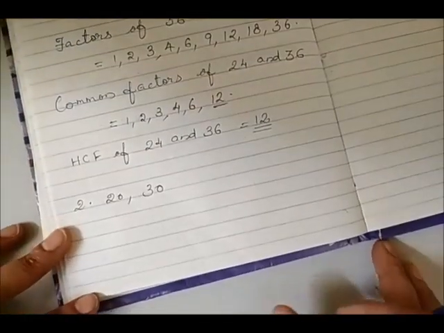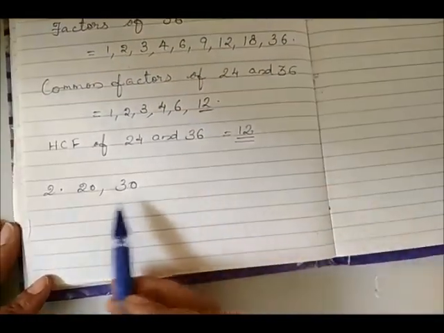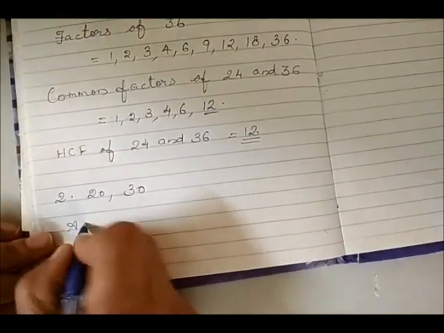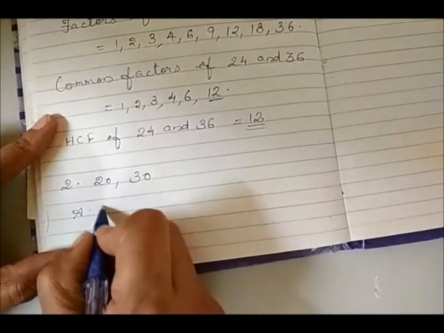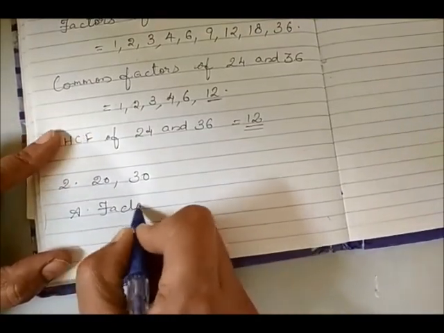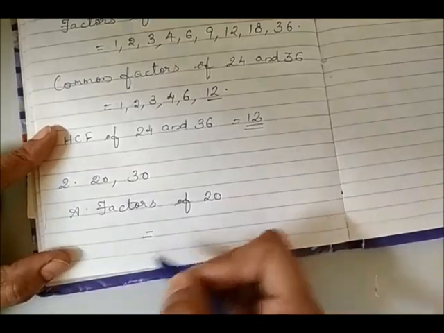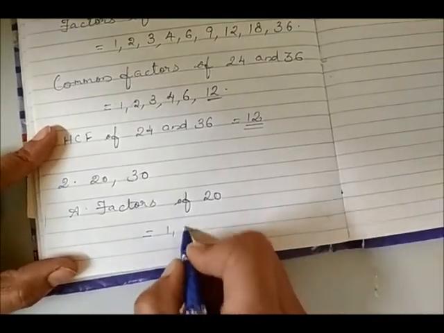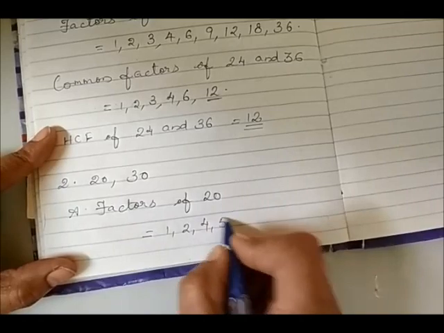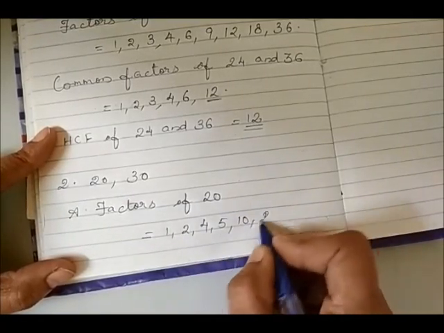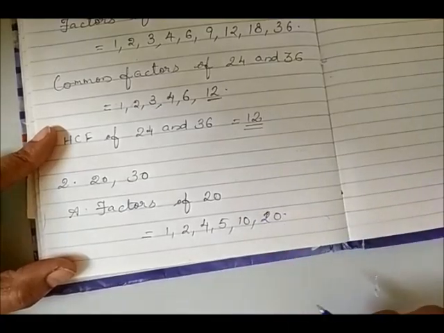Okay, now we will do the next question. See, this is our second question. Find the HCF of 20 and 30. So first we write factors of 20. What are the factors of 20? 1, 2, 4, 5, then 10, then 20. These are the factors of 20.